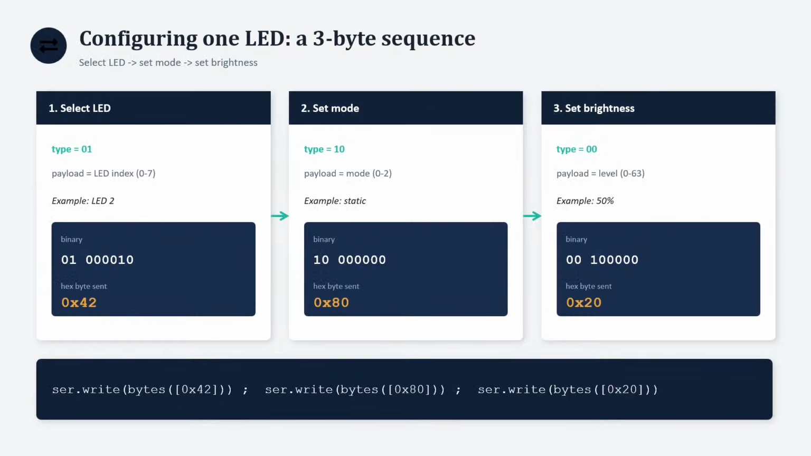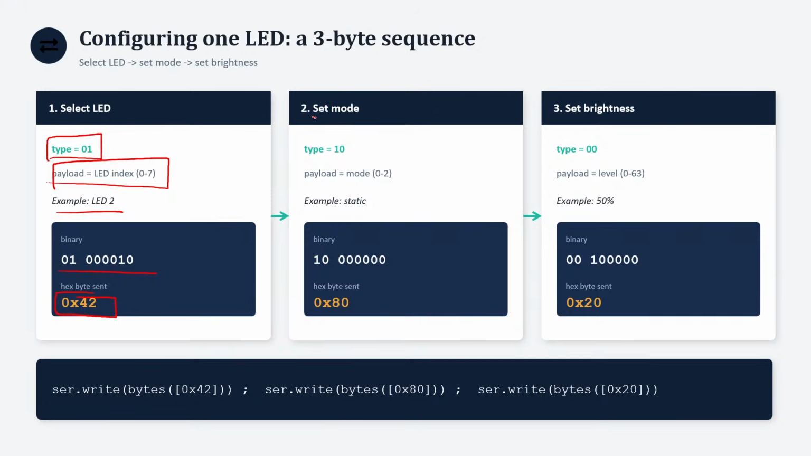Now, this is one example where we can see configuring one LED. I'm going to have type equal to 0 and payload. I'm going to decide for LED 2. I'm going to give this particular information, that is, my program is going to send me hexadecimal 42.